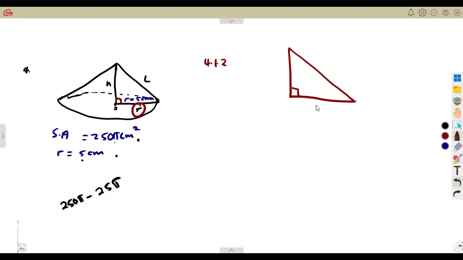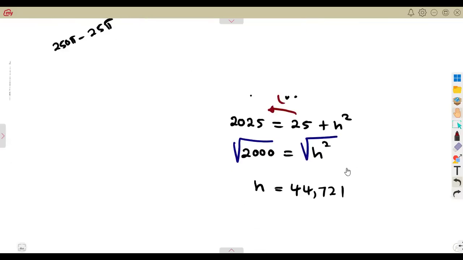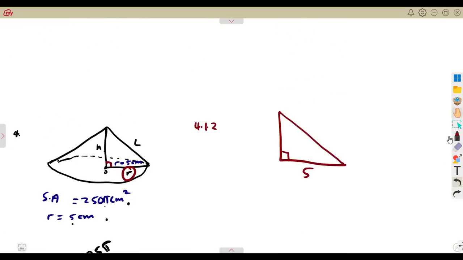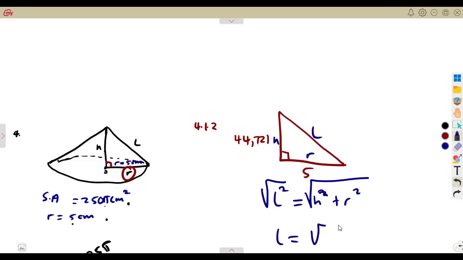So this is our radius, which is 5. And the perpendicular height that we calculated, that was 44.721. So we have got 44.721. So with this, we can calculate the slant height, which is L. So using our Pythagoras theorem, remember this is our h and this is our radius. So it follows that L squared is supposed to be h squared plus r squared, or r squared plus h squared. So you can even introduce the square root here. That means L is equal to the square root of h squared plus r squared.